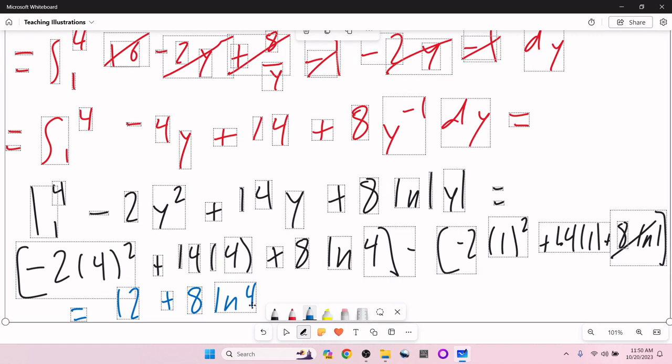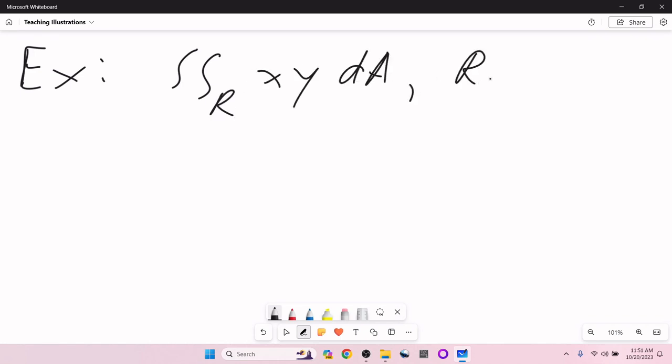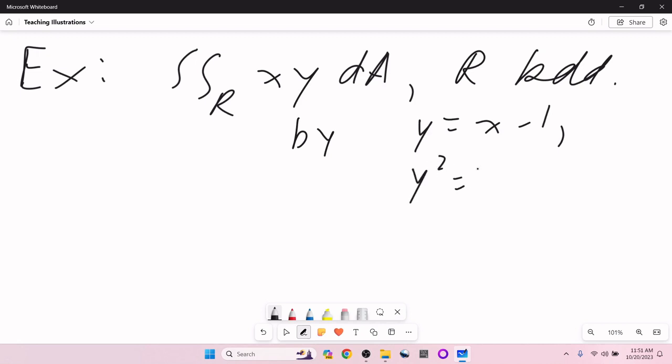Okay, so let's do a few more. All right. So, double integral along r of xy dA, where r is bounded by y equals x minus 1, y squared equals 2x plus 6, y equals... Oh, no, sorry, I don't want to say any more yet. Getting ahead of myself. Okay, so let's graph the region. There's always going to be your first step: graph the region of integration.